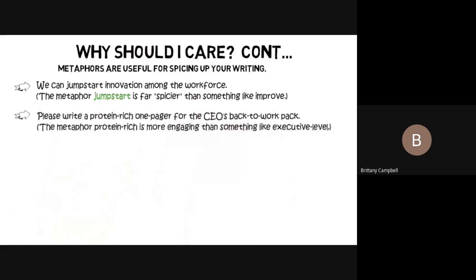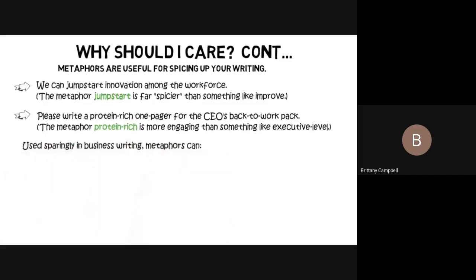Please write a protein-rich one-pager for the CEO's back to work pack. So the metaphor protein-rich, there's no actual protein in the one-page document you're going to write. It's just a more engaging way of saying something like executive level. So please write an executive level one-pager. No, protein-rich. Get all the important stuff on there.